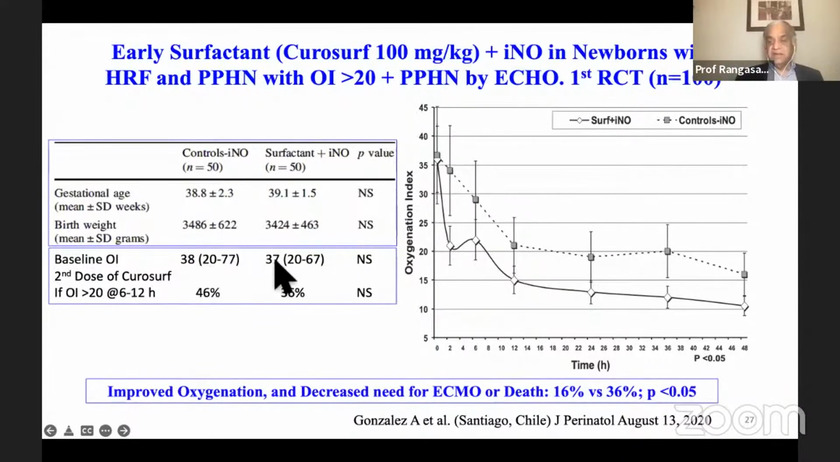Again, mean 37. So when they gave surfactant and then gave nitric oxide, they improved the oxygenation, OI, and decreased the need for ECMO or death. So giving surfactant plus nitric oxide, ECMO or death was 16% compared to 36%. They also showed a non-significant trend towards less need for a second dose because the OI had come down below 20 after 6 to 12 hours after the first dose.